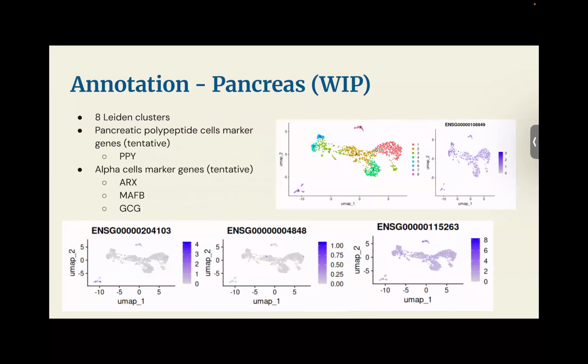For pancreas, it's currently a work in progress. I have 8 Leiden clusters. Tentatively, for the pancreatic polypeptide cells, the marker gene I'll be using is PPY, which is plotted to the right of the Leiden UMAP. And for alpha cell marker genes, tentatively, I decided to use ARX, MAFB, and GCG, which are listed below, respectively, in the bottom UMAP. And yeah, that's it. That's all I had to demonstrate.